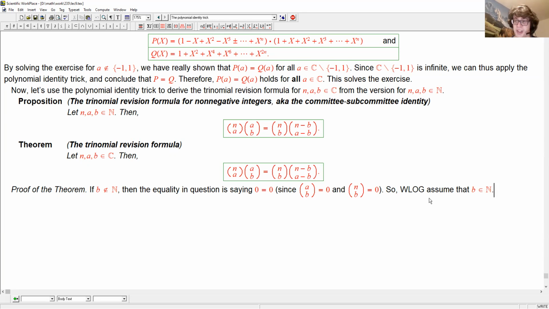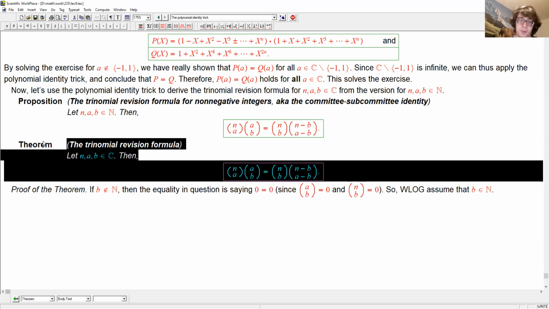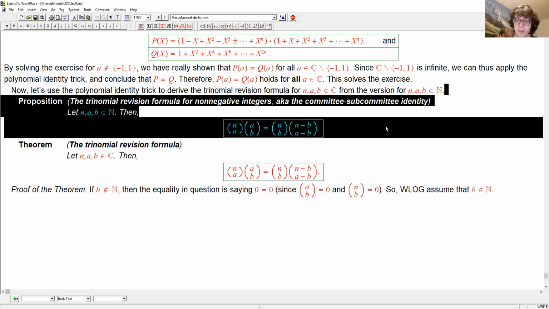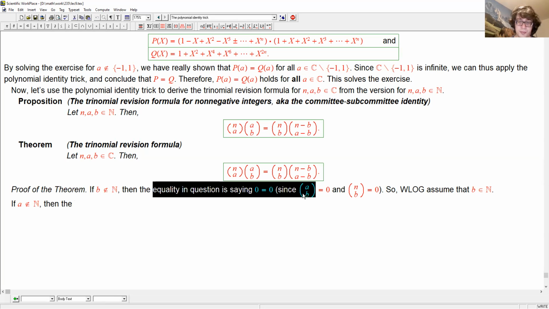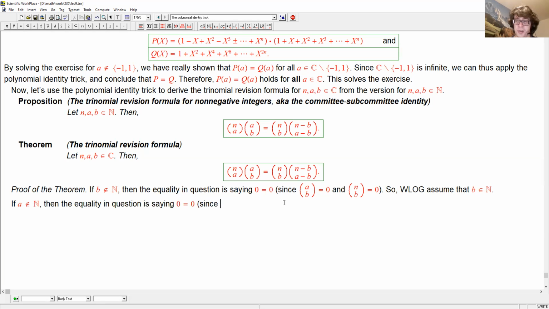We haven't used the trick yet. We have made some steps towards the case that we know. We now know that b is in N, because otherwise you have 0 here and 0 here, and 0 is of course 0. Next, if a is not in N, then the same is true. Again, you need to prove that 0 is 0. Why? n choose a is 0, that's clear.